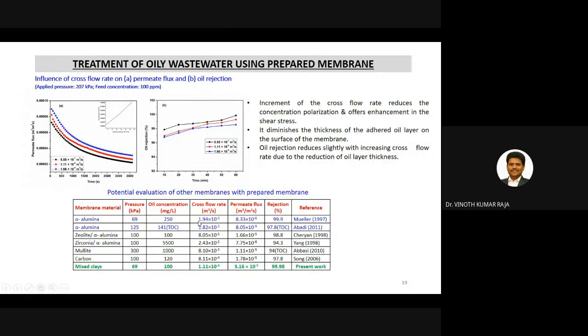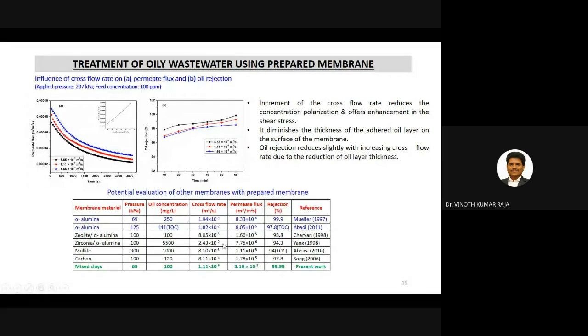Further, we have evaluated the potential of the elaborated membrane against other membranes. We have prepared the membrane and applied it for a particular application. So that membrane performance has to be compared with the already available membranes applied for this particular wastewater. We have also compared with the commercially available membrane. The performance of the present membrane in the treatment of oil wastewater is compared using available literature only. It is evident from this table.